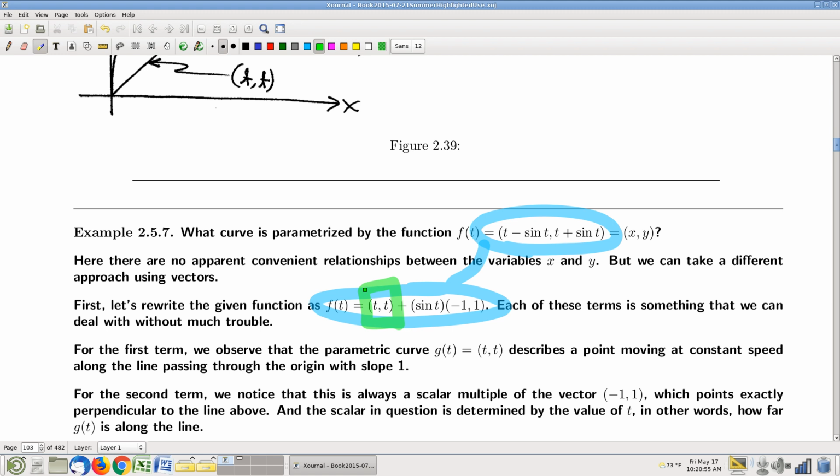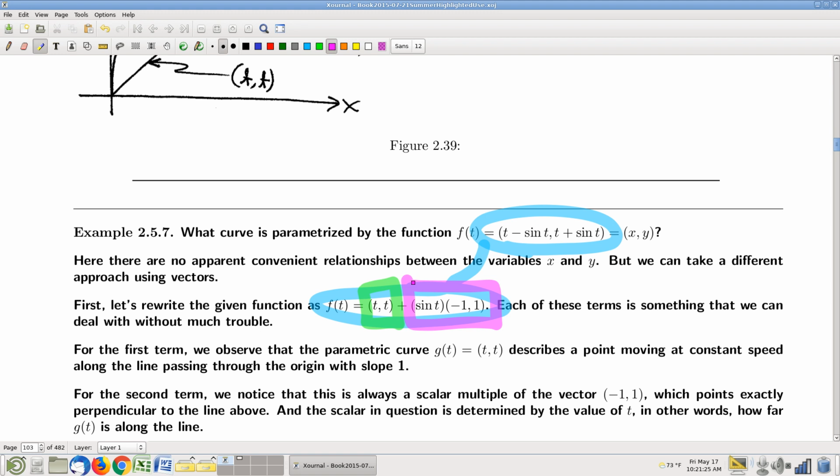That's easy to understand. I know what that t comma t is doing. And then there's this other vector. Well, there's negative 1 comma 1. That's easy to understand. That's just constant, right? But, okay, we don't technically have exactly negative 1 comma 1. We have sine t. We have a scalar value function multiplying that simple negative 1 comma 1.